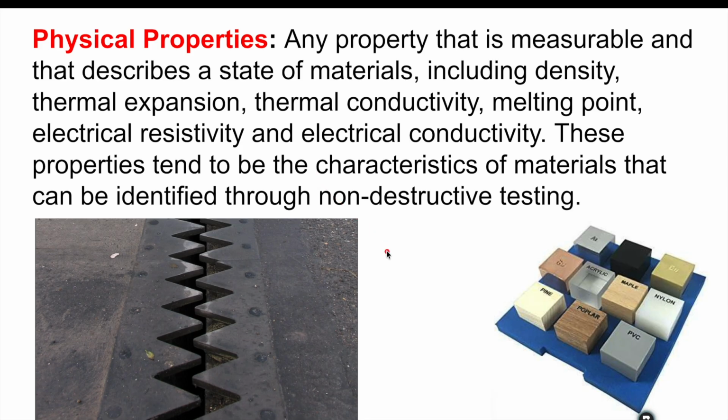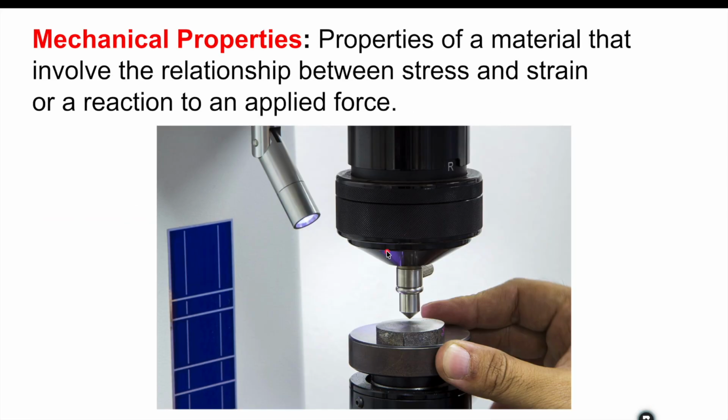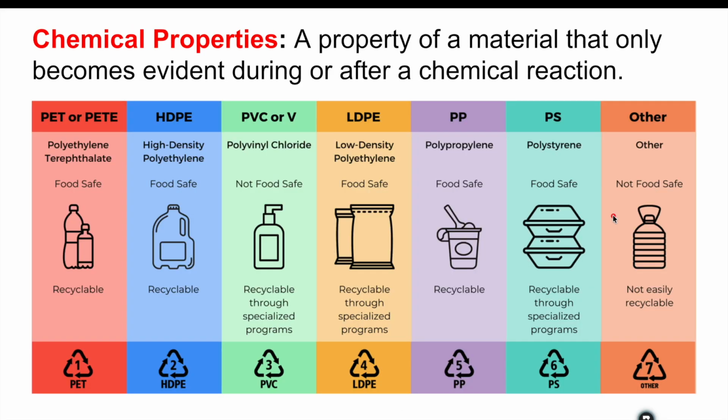Mechanical properties, these are properties of a material that involve the relationship between stress and strain or a reaction to an applied force. And what you're seeing here is a hardness test. We also have chemical properties. This is a property of a material that only becomes evident during and after a chemical reaction. And one of the ways that we really want to pay attention to that is food safe. If we're doing anything with food, we need to be thinking about the food safety of the containers that we're putting things in.